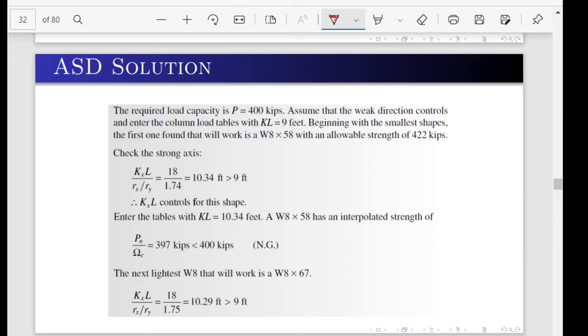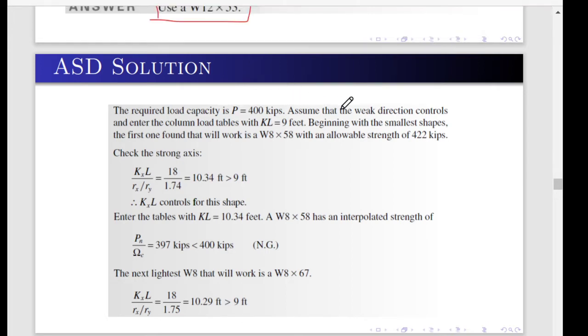Next, we'll discuss ASD. Actually, it's the same procedure, just that the factored load for ASD, remember, is just the summation of dead load and the live load, right? The required load capacity is 400 kilopounds. Since it's ASD, it's just dead load plus live load, right?